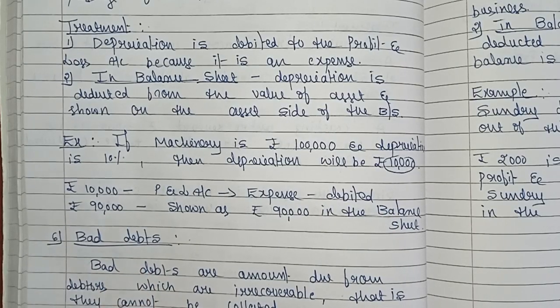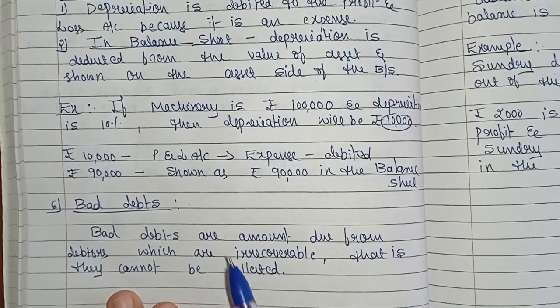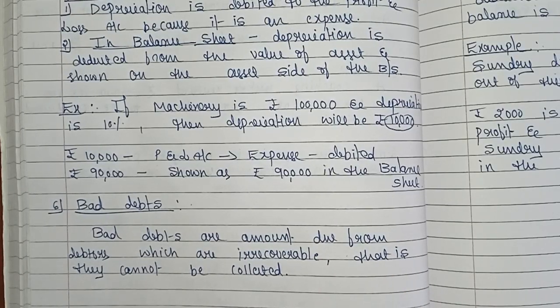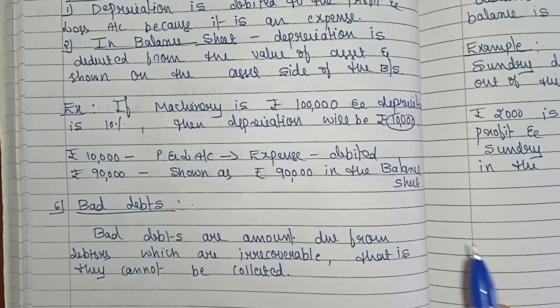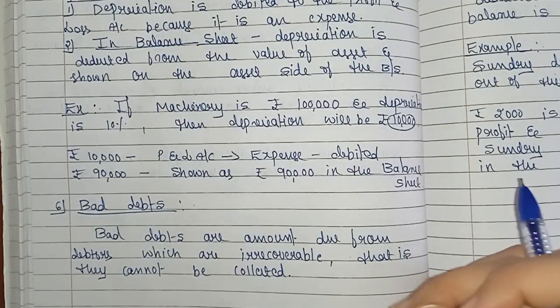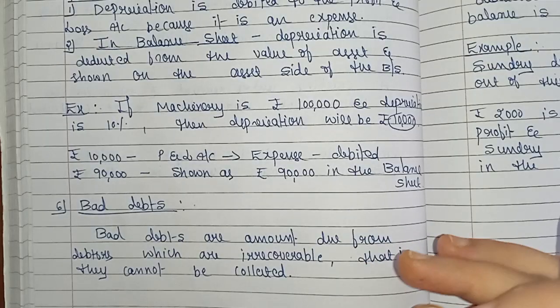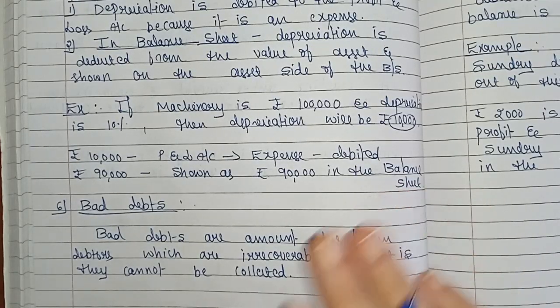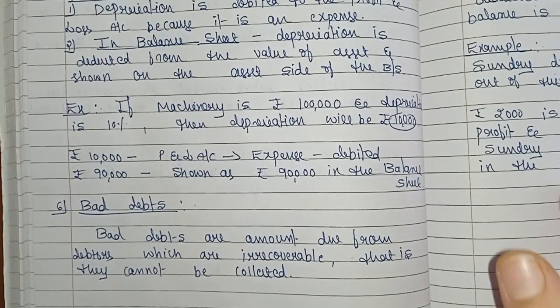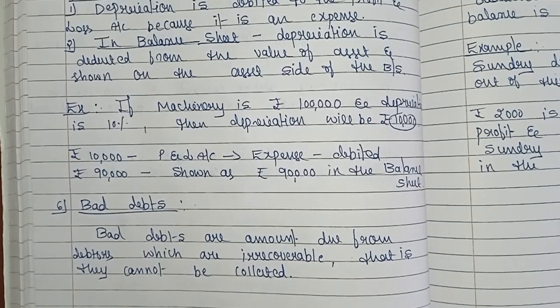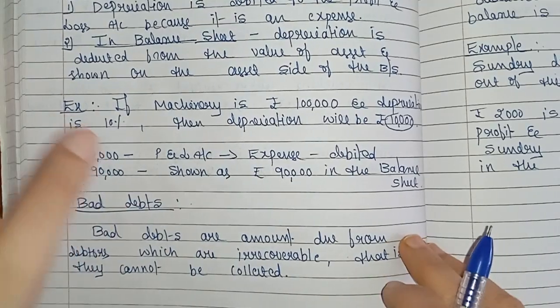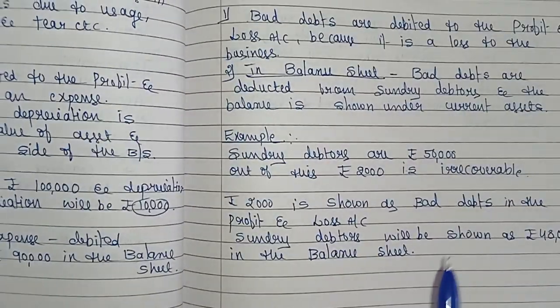Clear? Easy, right? Now the next adjustment is bad debts. Bad debts, it means what? Bad debts are the amount due from the debtors which are irrecoverable. Means they are not recoverable. That is, they cannot be collected from the customers. That is what bad debts are. Clear? Now let's see the treatment of bad debts.